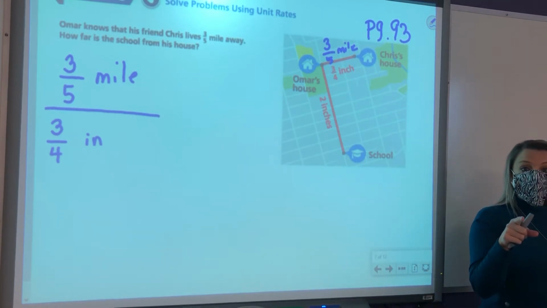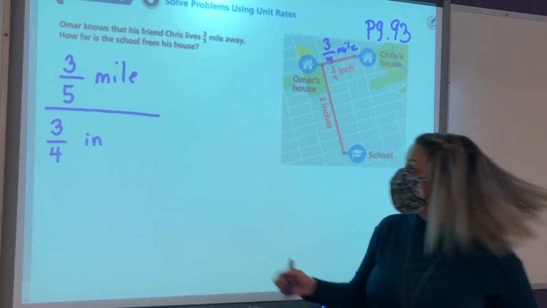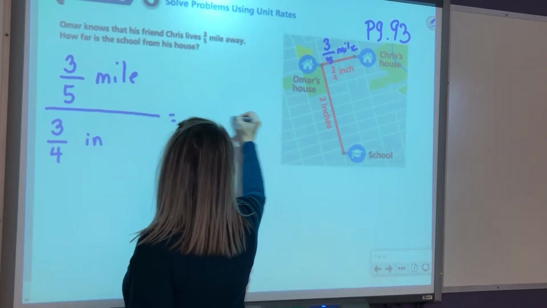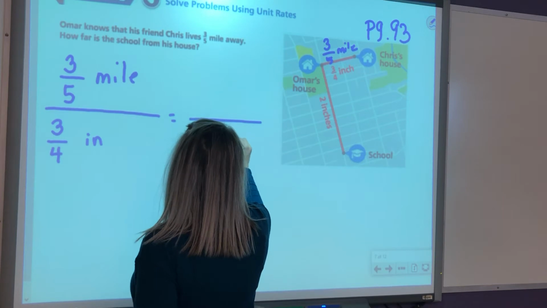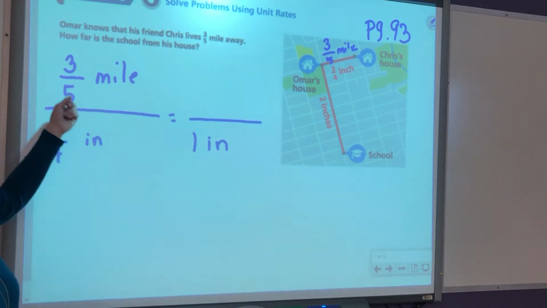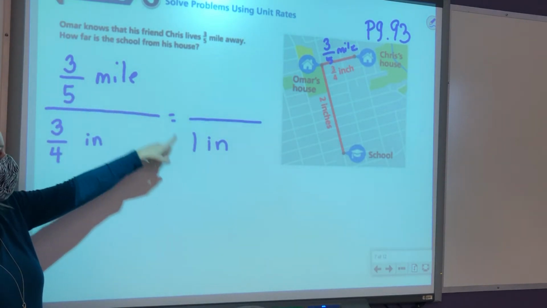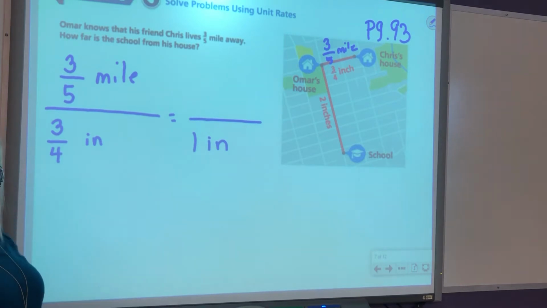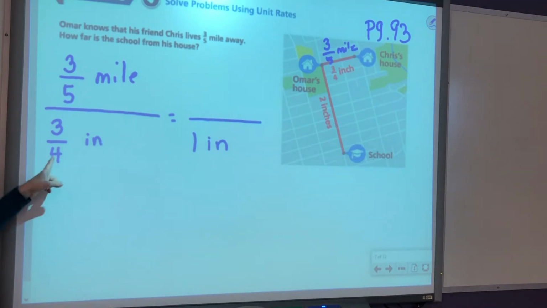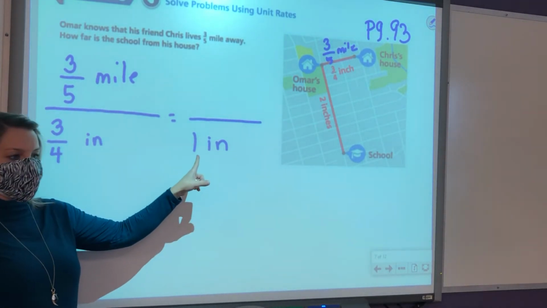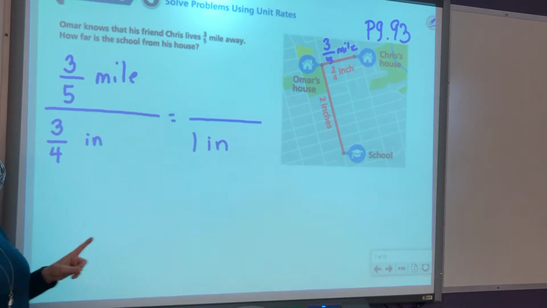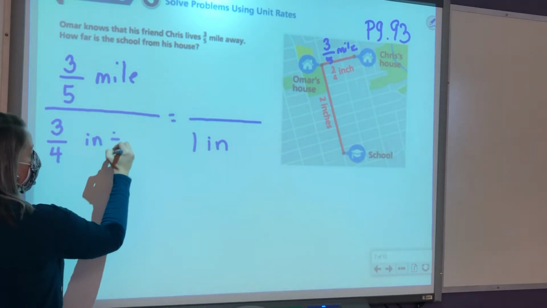The unit rate. We need to make a pit stop at 1. So we need to figure out how many miles or part of a mile 1 inch is, so then we can scale up from 1 inch to 2 inches. So how am I going to get from 3/4 of an inch to 1 inch? Very good. So I'm going to divide.